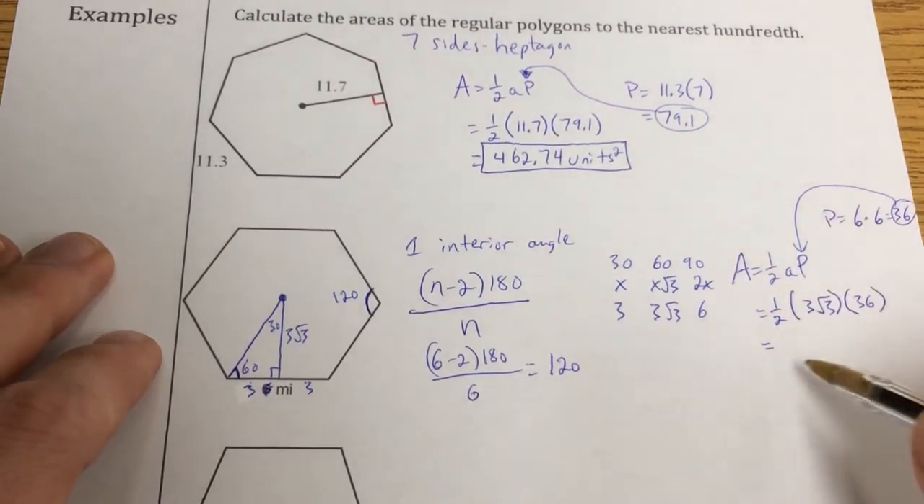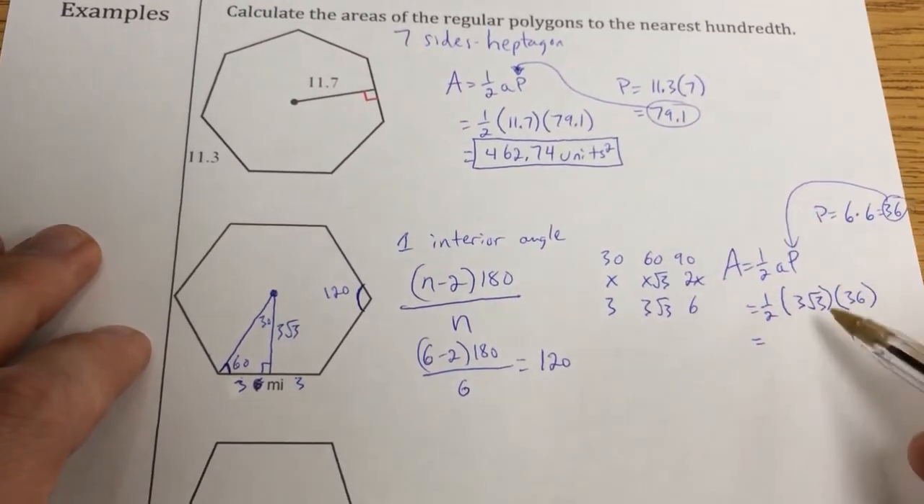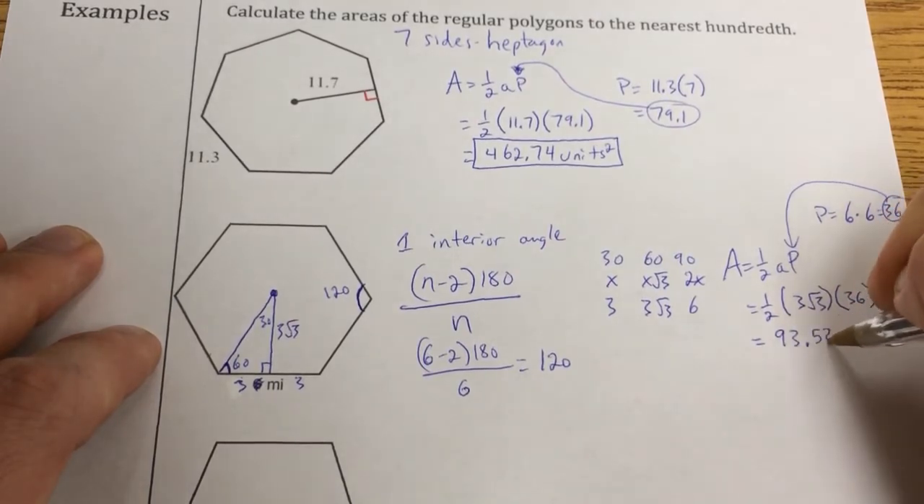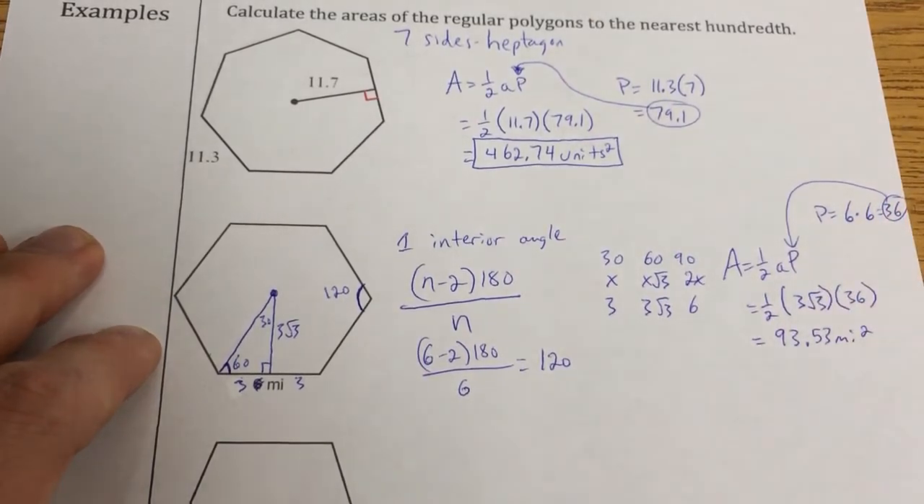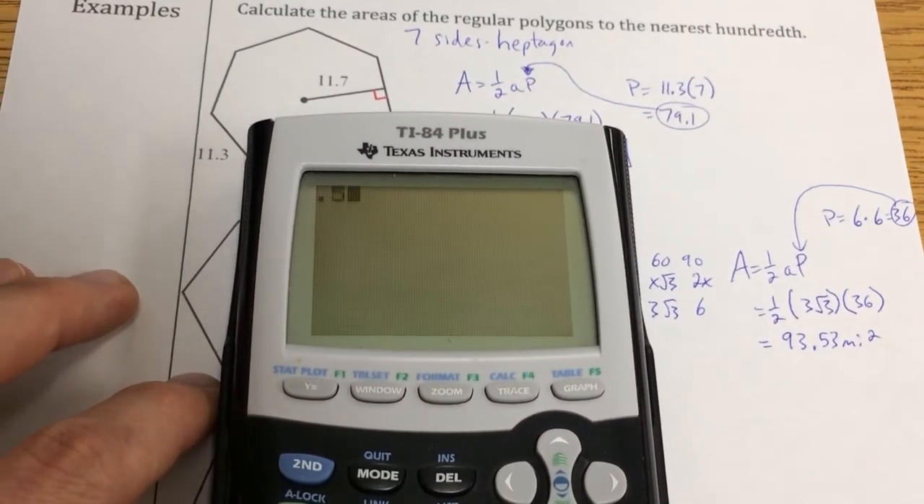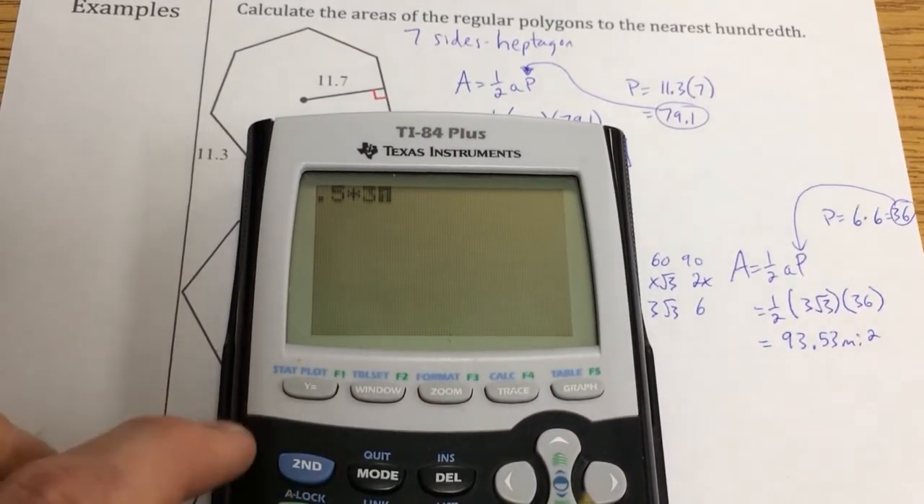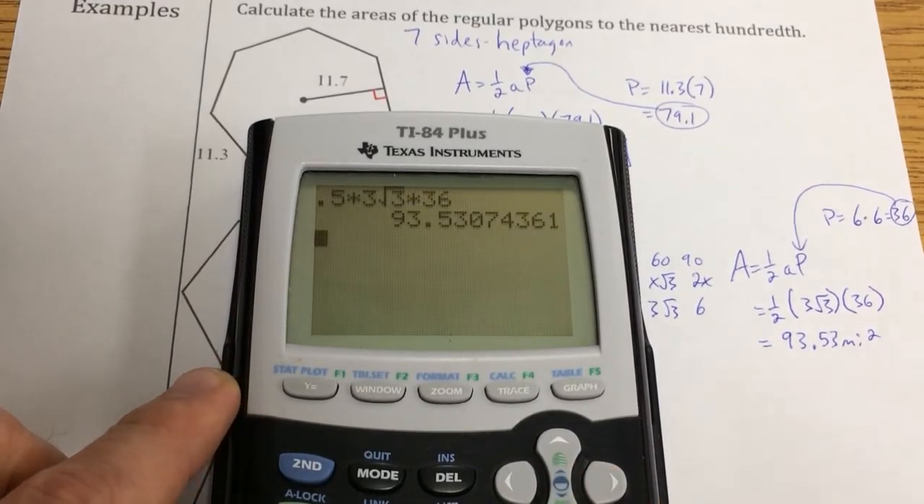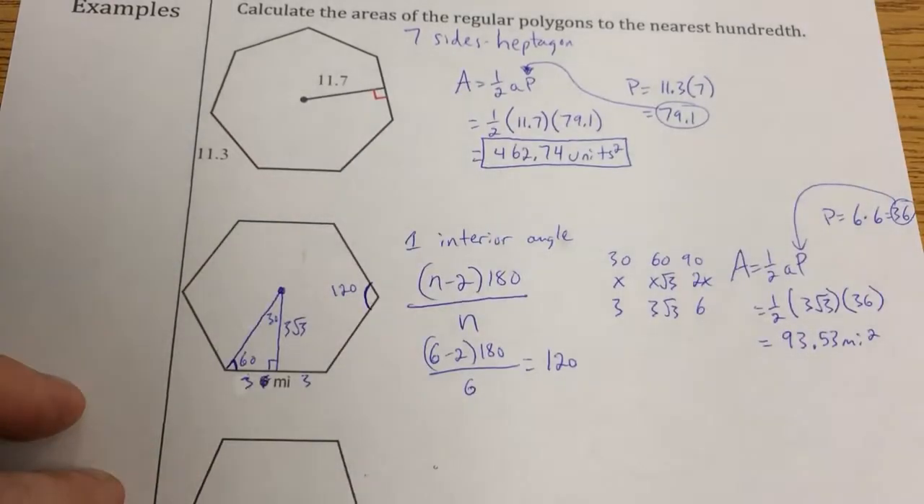And I can go to my calculator to save time. I already did it for you. And I get 93.53 miles squared. Actually, I am going to show you this because some people ask with the radical. So it's going to take 1/2. I can multiply times 3 just with the radical 3. Make sure you arrow out and then times 36. And there it was, 93.53, rounded to the nearest hundredth, miles squared.